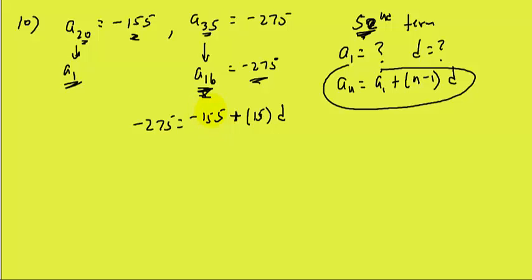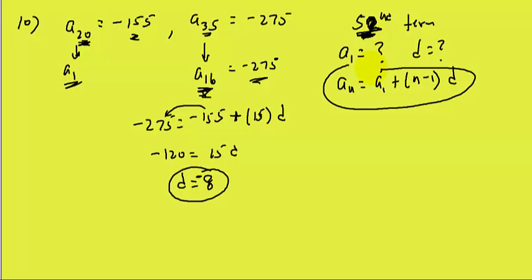Now I'm going to solve for d. I'm going to take this to the other side, so when I take that to the other side, I'm going to get negative 120 is equal to 15d. So I'm going to take negative 120 and divide that by 15. My d turns out to be negative 8. So the difference is negative 8. So I'm going from 20 to the 52nd term.